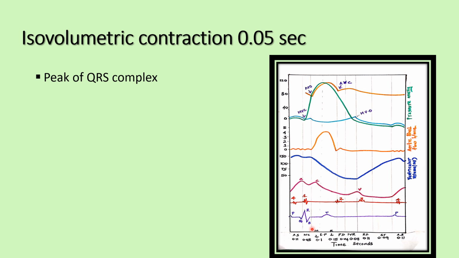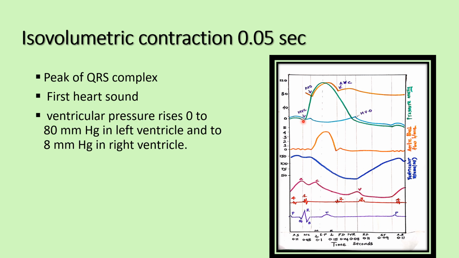At the beginning of the isovolumetric contraction, the peak of the QRS complex is seen in the ECG. The first heart sound is produced in the phonocardiogram due to the closure of the mitral valve. The ventricular pressure sharply increases in spite of both the mitral valve and aortic valve being closed.